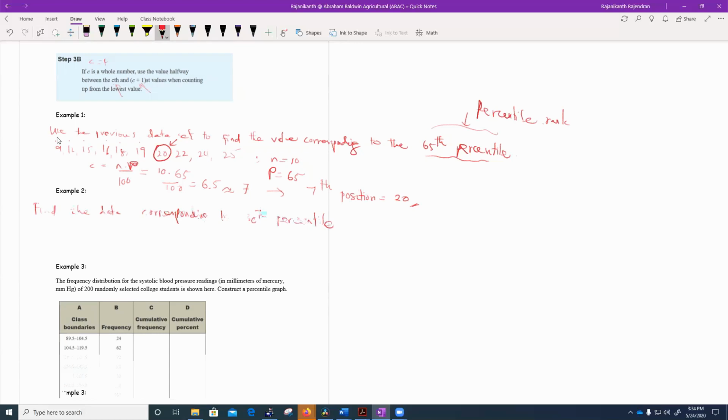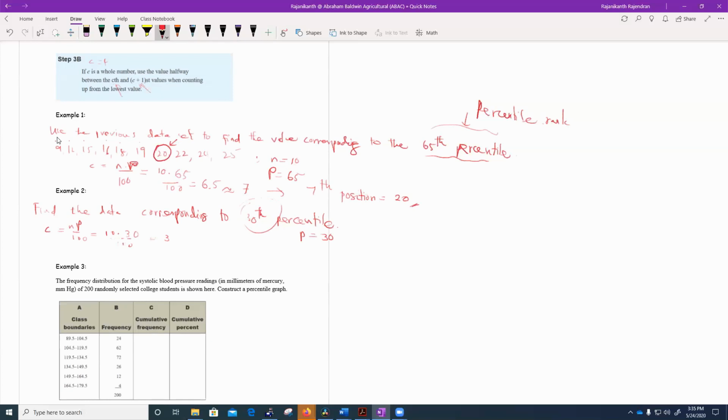Okay, so I'm going to use the same data set, so I'm not going to write again. So I'm finding NP over 100. Remember, the data set now has 10 values, so N is 10, but now P is 30 for this problem, right? So therefore 30 over 100. Okay, this is a nice number, 3, a whole number, right?